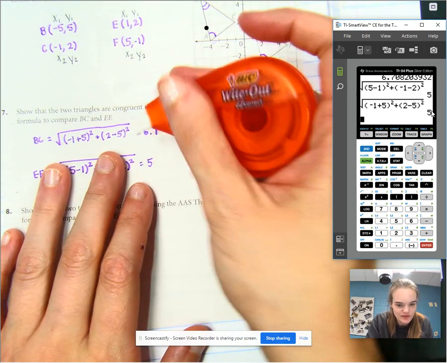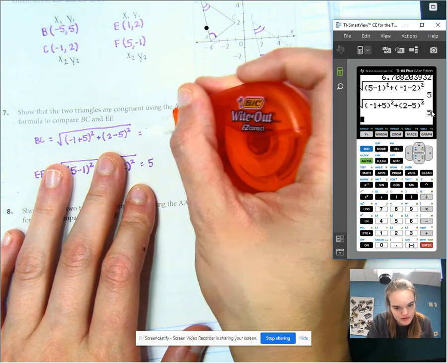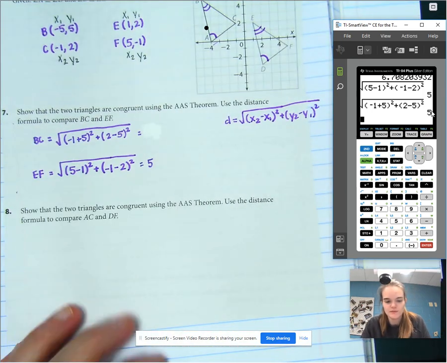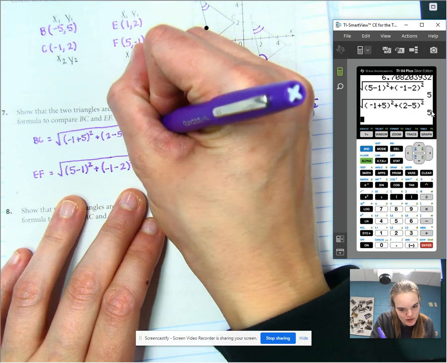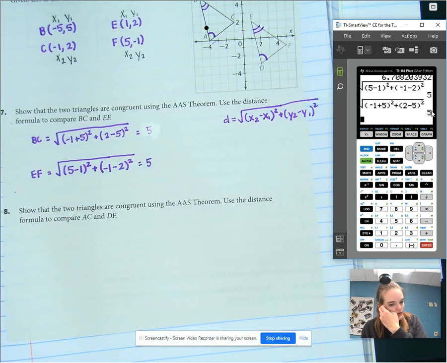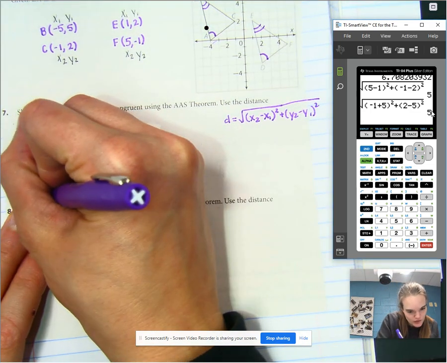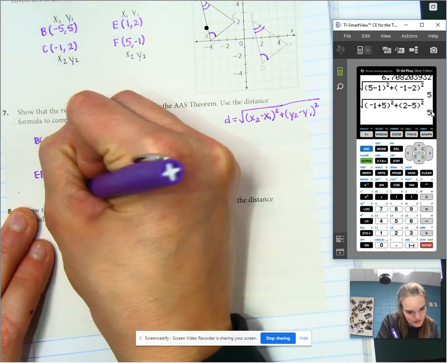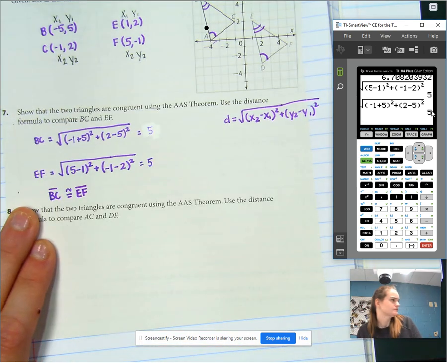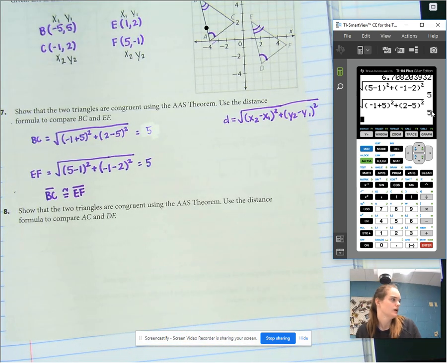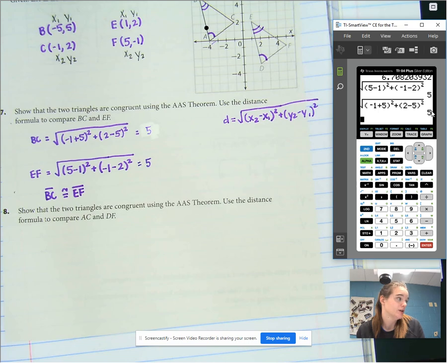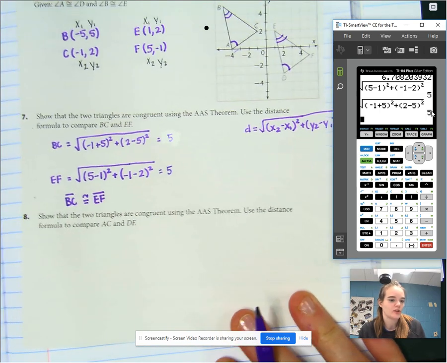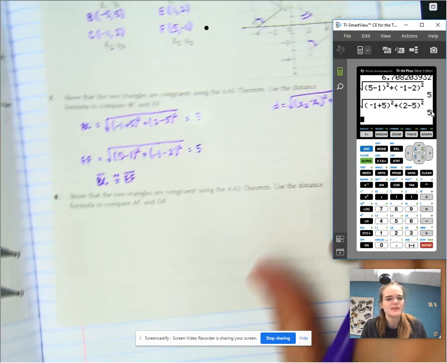So label it. I did set it up correctly. What I did not do is plug it in the calculator correctly. So check your work. So therefore, BC is congruent to EF. All right. And if you found the mistake before me, good. I'll leave this in here so that you see that mistakes happen to everybody.